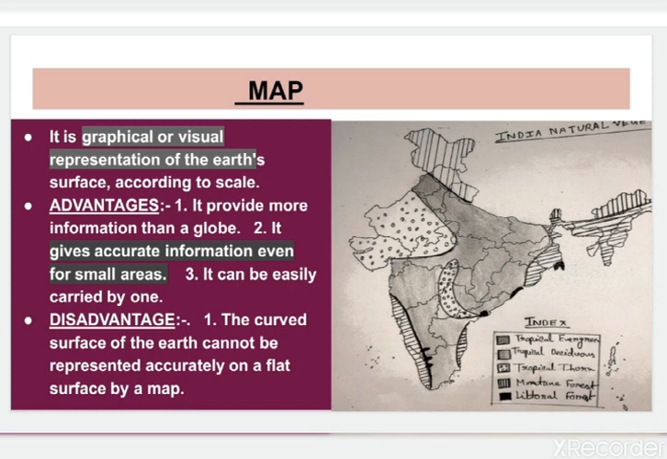So map is a graphical or visual representation of the Earth's surface according to scale. Advantages: it provides more information than a globe. It gives accurate information even for small areas, and it can be easily carried by one. These are all the advantages. Next, we will learn the disadvantage. A curved surface of the earth cannot be represented accurately on a flat surface by map.